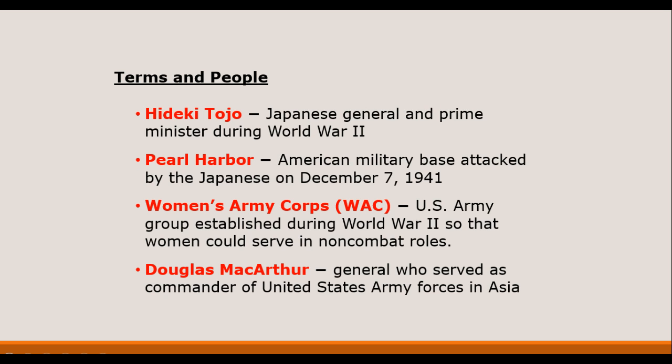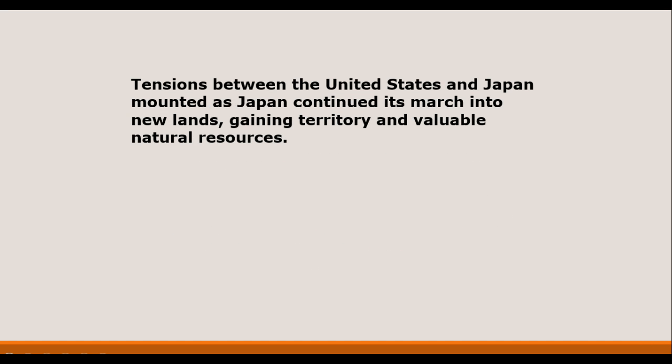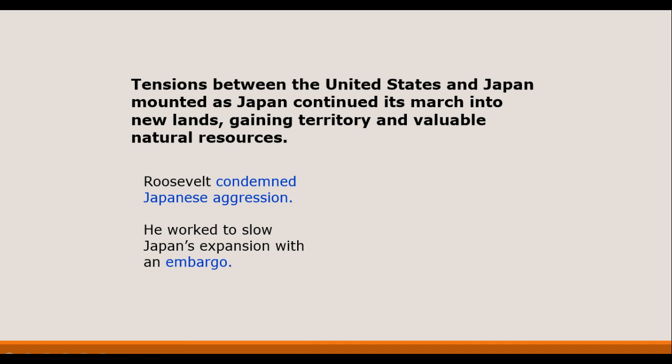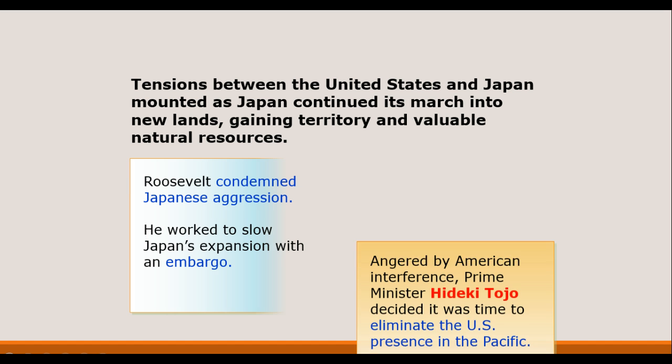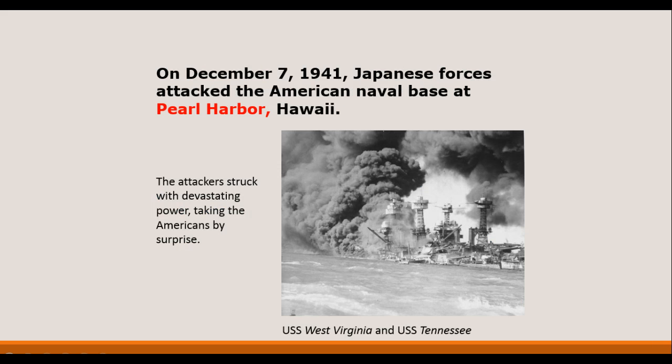How do we get officially into the war? Well, Pearl Harbor. We have this huge tension mounted between the United States and Japan, and we know that it's inevitable. We condemn Japanese aggression. We slow Japanese expansion with an embargo. Hideki Tojo decides it was time to eliminate the United States presence in the Pacific. If they can knock us out there, they can pretty much knock us out of the eastern side of the war. And so he's going to decide to attack Pearl Harbor on December 7th of 1941.